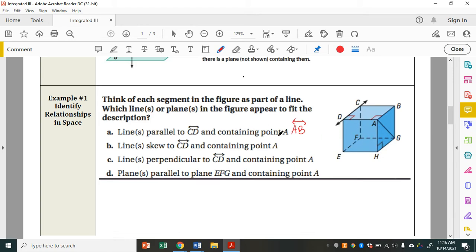If we didn't have this part about it having to contain point A, we could have said that EF was parallel to CD, HG is parallel to CD, and then of course AB is.